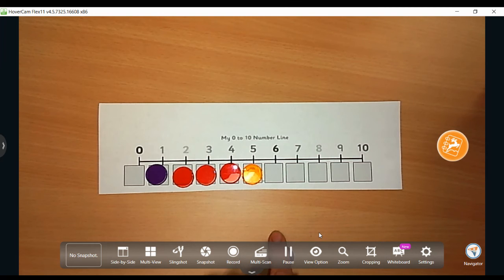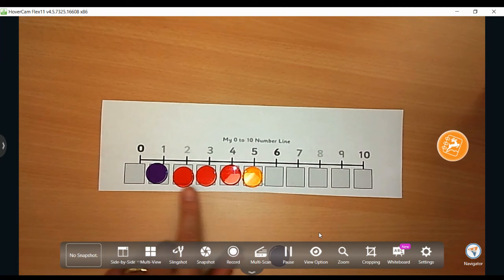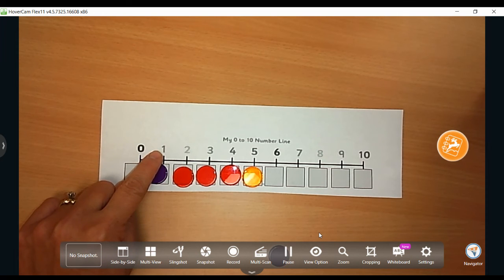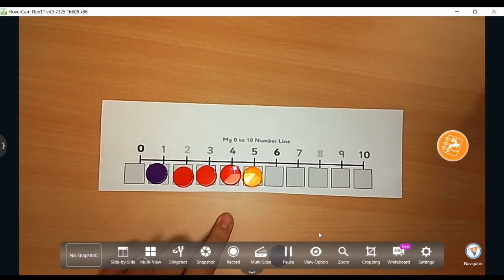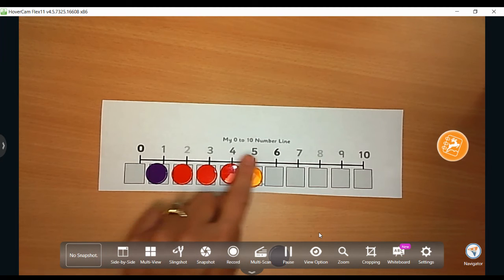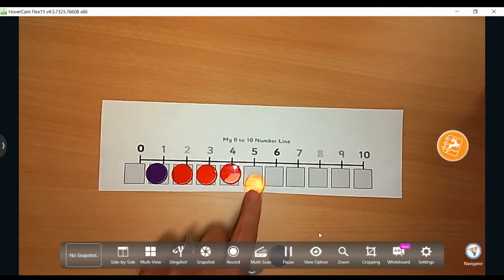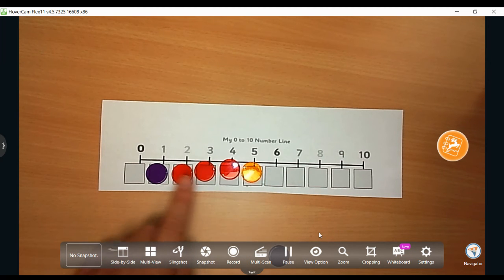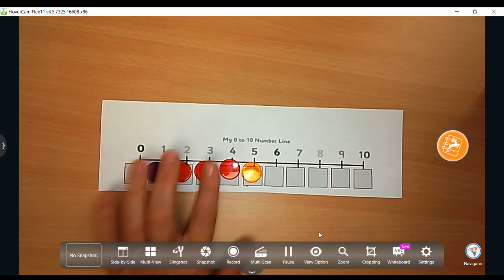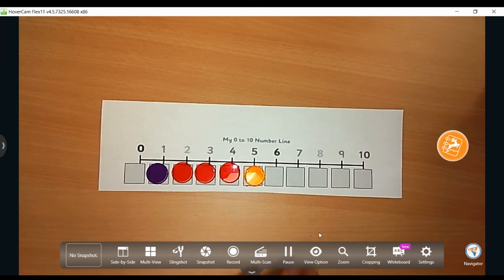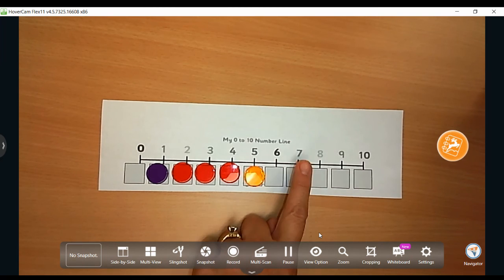When I use a number line, especially one like this that has the boxes, it gives me a good place to put my counter, but it also lets me see the number that I'm talking about. And I might just count my numbers, 1, 2, 3, 4, 5. I might touch my counters, 1, 2, 3, 4, 5. You can also ask questions like, what is 2 more than 5? 2 more than 5 is 5, 6, 7.